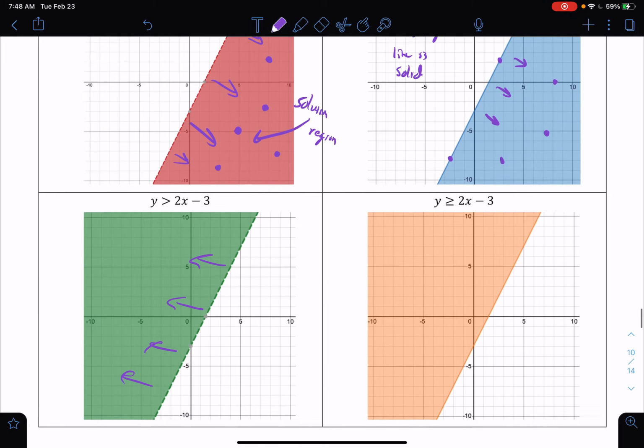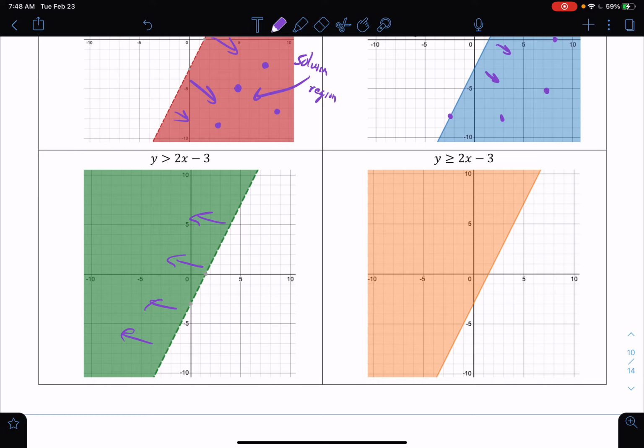Okay, same thing down here. Y is greater than or equal to 2x minus 3. I still shade above, but anything that falls on the boundary line is also going to be a solution. It's also going to be included because I have equality here.